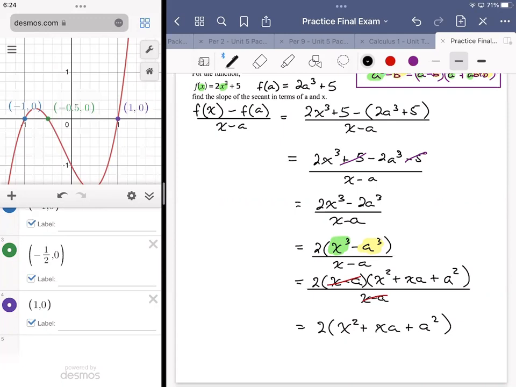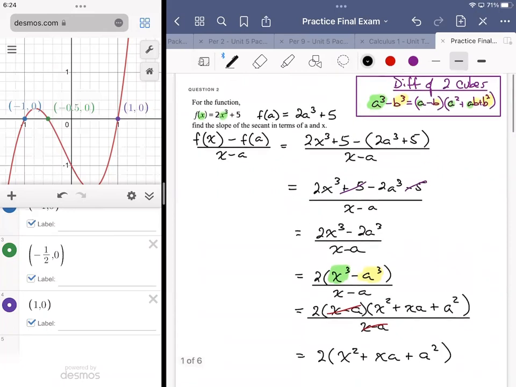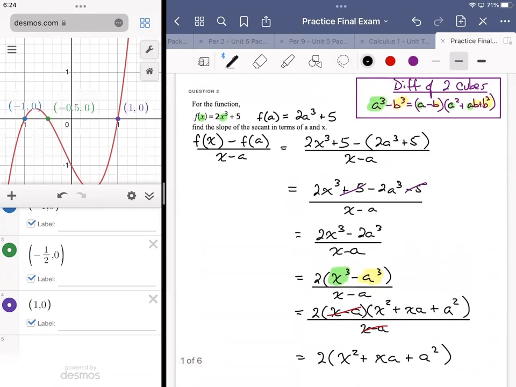Can you just scroll up for a second so I can see the difference of the cube? Yeah, thank you. No problem.